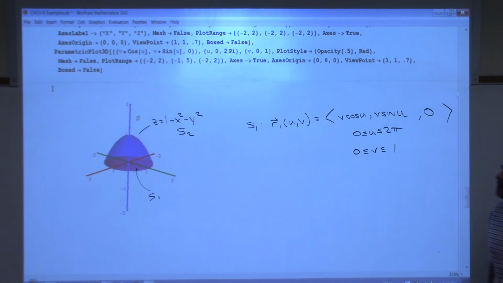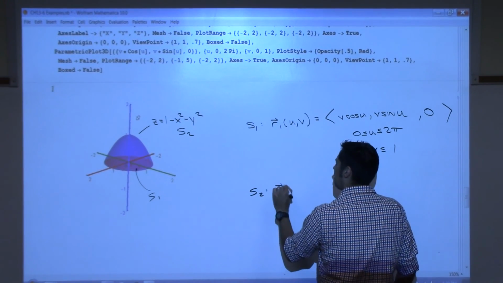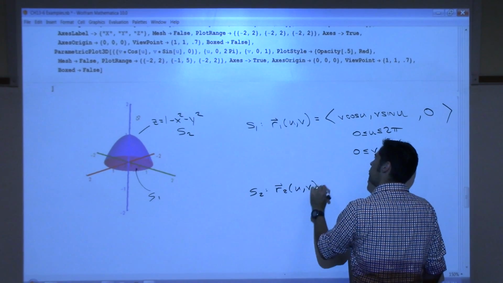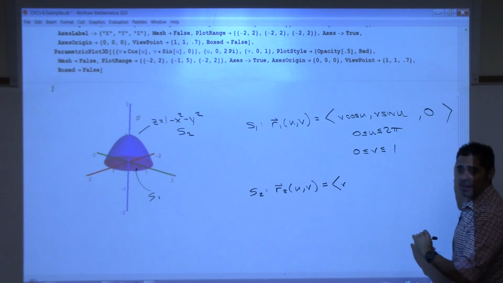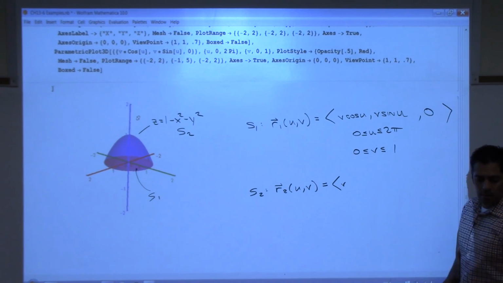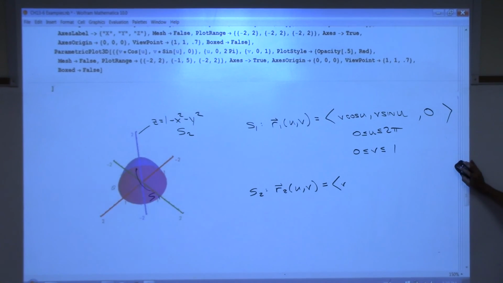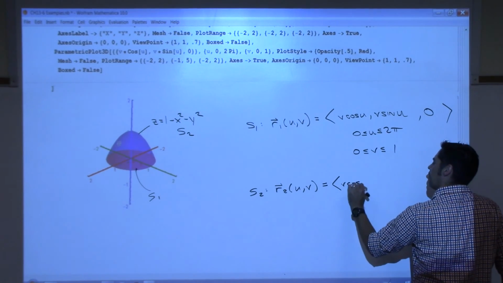All right, what about S2? What's the main difference between S2 and S1? The z's not fixed anymore, right? Everything else is the same, other than the z? Right, if I look at that from the top, I can't tell the difference between those two, right? It's just the z that's coming out at me that's different. So this should stay the same.